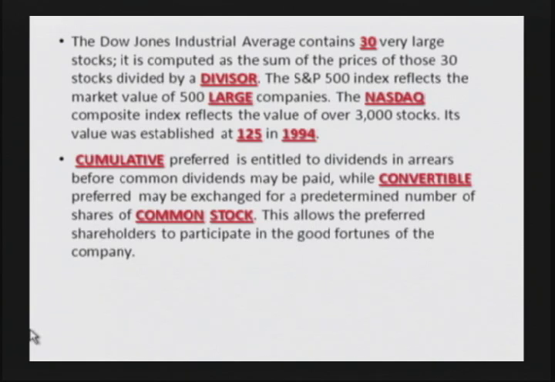Cumulative preferred stock is entitled to dividends in arrears before common stock dividends may be paid. That means if preferred stock didn't get a dividend in one year, then it gets caught up in the subsequent years before common dividends are paid.